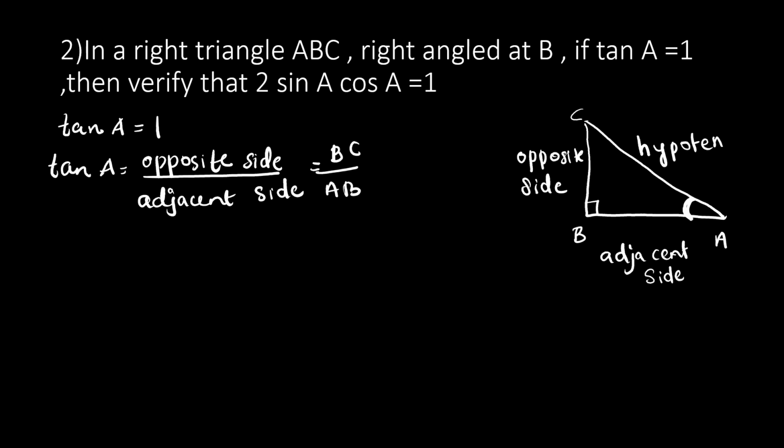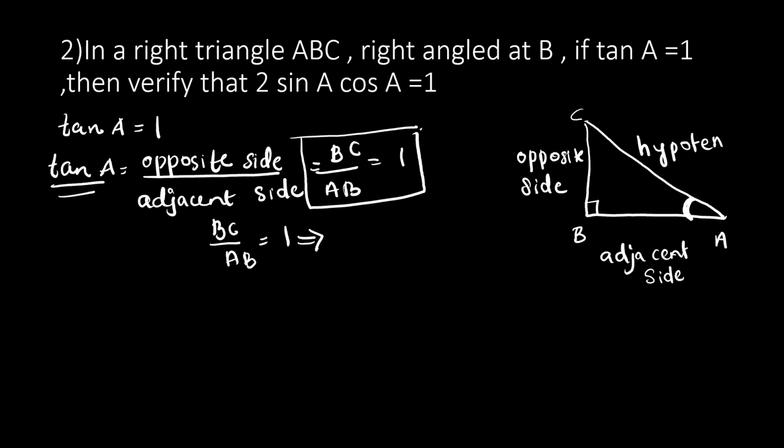Now it is given that tan A equal to 1. So this tan A is equal to 1. From this we get that BC by AB equal to 1. Cross multiplying, we get BC equal to AB. What is BC? BC is this side and AB is the adjacent side. Now since they are equal, we can put it as a constant K. It's an arbitrary constant K.